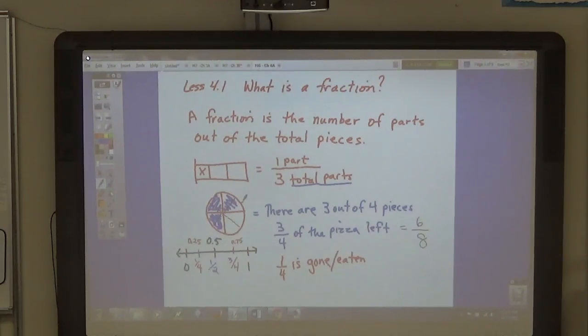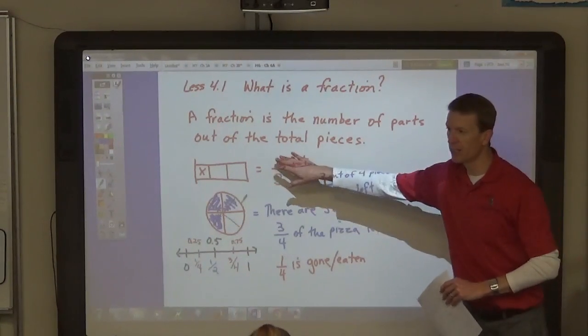1, 2, 3, 4, 5, 6, 7. Oops, I see it. 10. Is it 10? Yeah, it is. Okay, 3, 6, 9, 10. You're right. 10 out of 19. So it's the number of whatever the subject is.